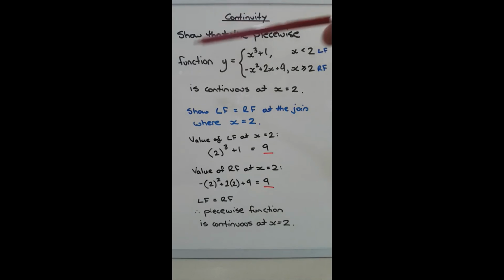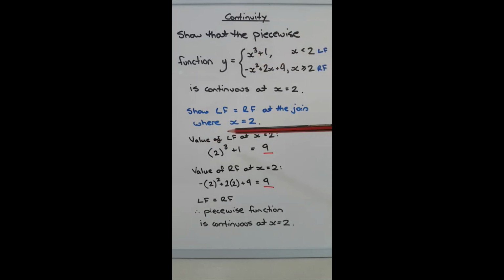Show that the piecewise function y equals x cubed plus 1 for x less than 2 and y equals negative x squared plus 2x plus 9 for x greater than or equal to 2 is continuous at x equals 2. So the strategy here is to show the left function is equal to the right function at the join where x equals 2. So I've labelled x cubed plus 1 as the left function and negative x squared plus 2x plus 9 as the right function.